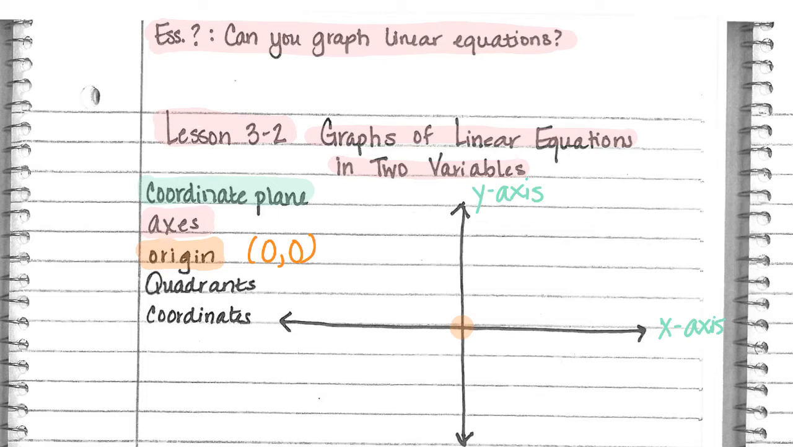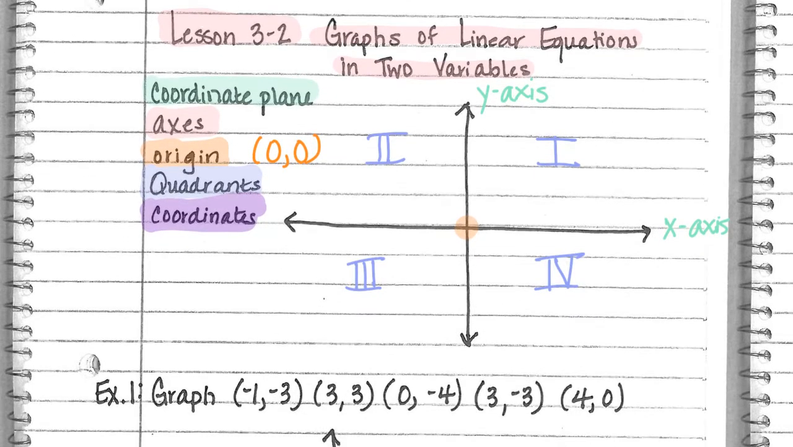Quadrants. We have 4 quadrants, and they go around 1, 2, 3, and 4. We do write those in Roman numerals, so make sure that you're writing that the proper way. And the last thing we're going to talk about is coordinates, and we're going to graph a few right off the bat.